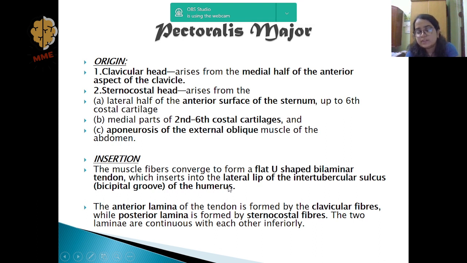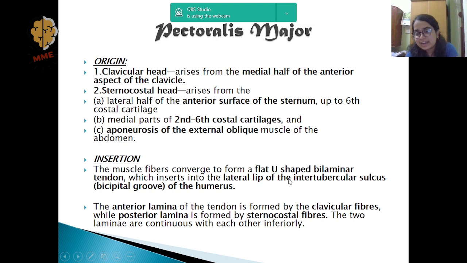Now, there is a mnemonic which we call lady between 2 majors. At the lateral lip there is insertion of the pectoralis major. At the medial lip of the bicipital groove there is insertion of the teres major muscle, and in between them, in the floor, there is insertion of the latissimus dorsi muscle. Okay.